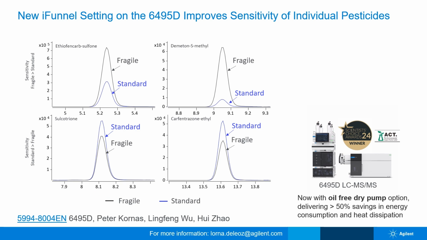With the new iFunnel mode settings on the 6495D LC triple quad, it is now possible to select different iFunnel settings per compound transition. We can choose either the standard, fragile, or large molecule. So this feature further improves the analytical sensitivity for certain compounds of interest. For example, ethiofencarb-sulfone and demeton-S-methyl had better analytical sensitivity using the fragile iFunnel mode, whereas for sulcotrione and carfentrazone-ethyl, the standard iFunnel mode gave better results.